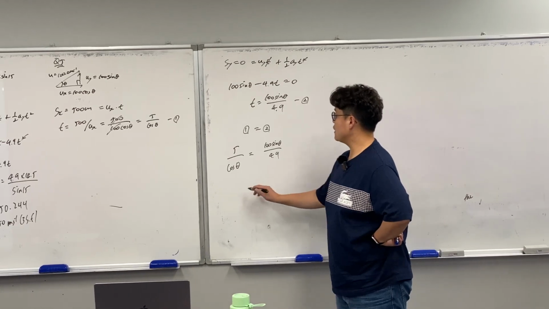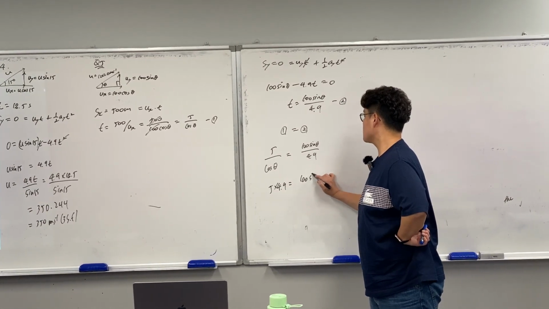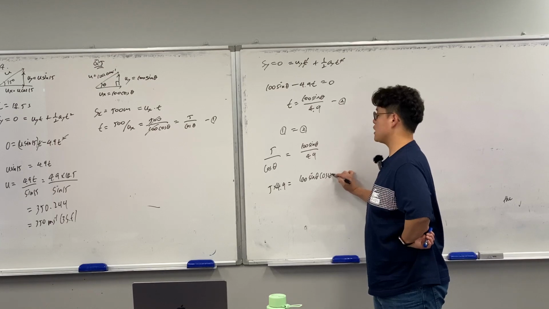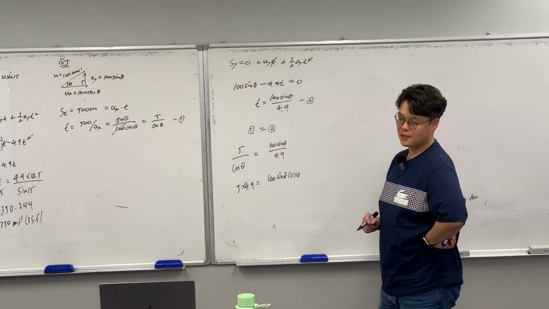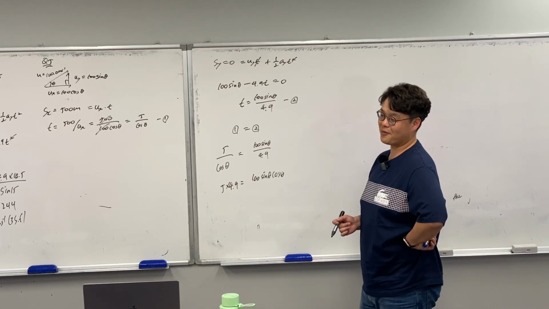Okay, so moving to the other side, 5 times 4.9 is equal to 100 sine theta cos theta. And you remember from the further tricks? Good for your Extension 1 mathematics.